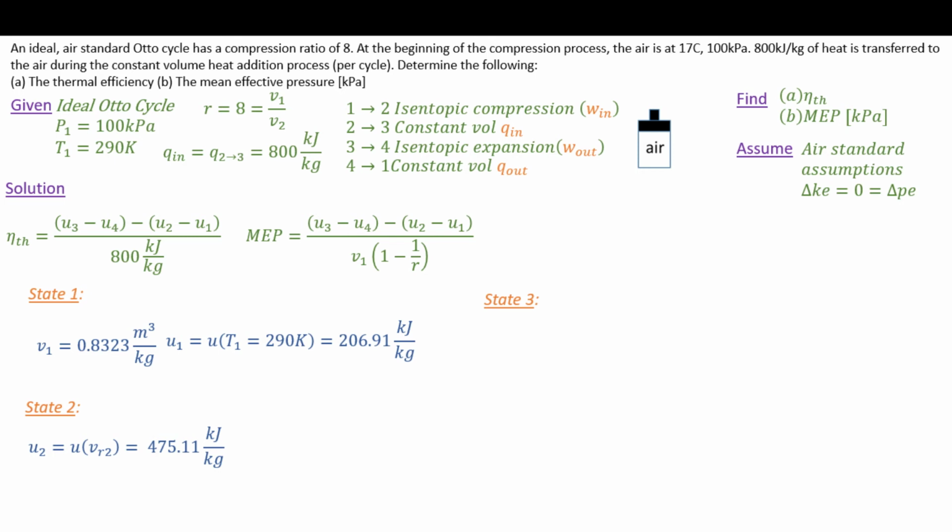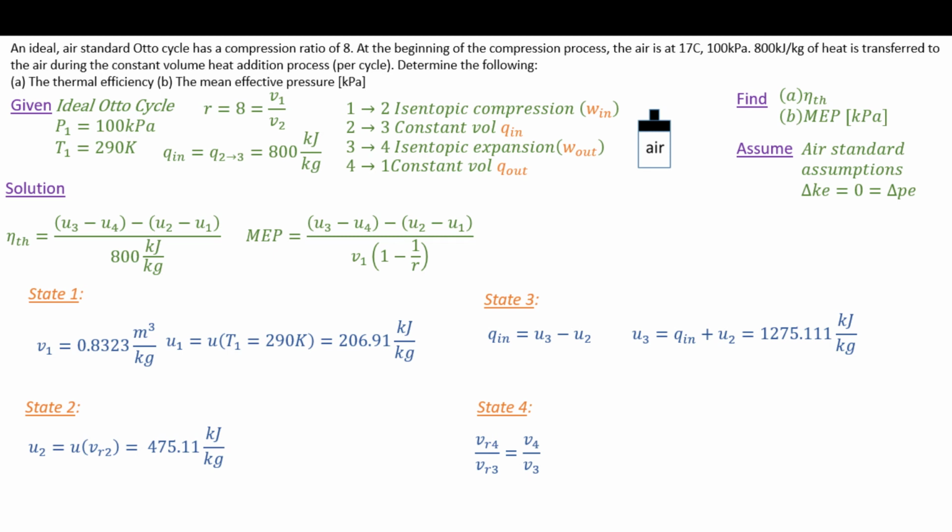Now, between 2 and 3, I do not have an isentropic process, so I can't apply an isentropic relationship, but I do know the amount of heat that's added between 2 and 3, so I can apply my first law and get an equation for u3. So u3 is 1275.111 kilojoules per kilogram, and now I'm ready to go on to state 4. Now, for state 4, between 3 and 4, you do have an isentropic expansion process, so you can use an isentropic relationship for an ideal gas.